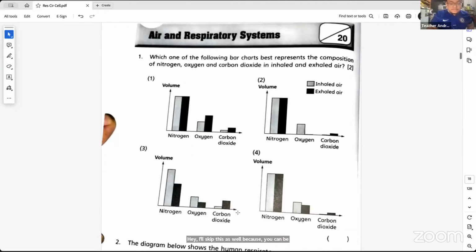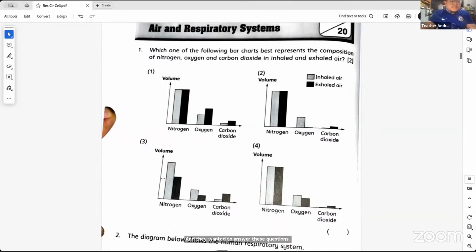Now let's continue. I need a volunteer to answer this question. Which of the following bar charts represents the composition of nitrogen, oxygen, carbon dioxide in inhaled and exhaled air? Any volunteer? Any volunteer to answer this question? Nope. All right. So for this case, the answer is number 4.